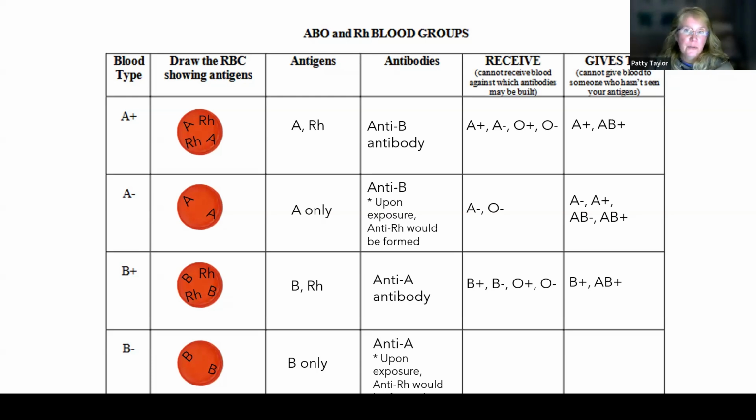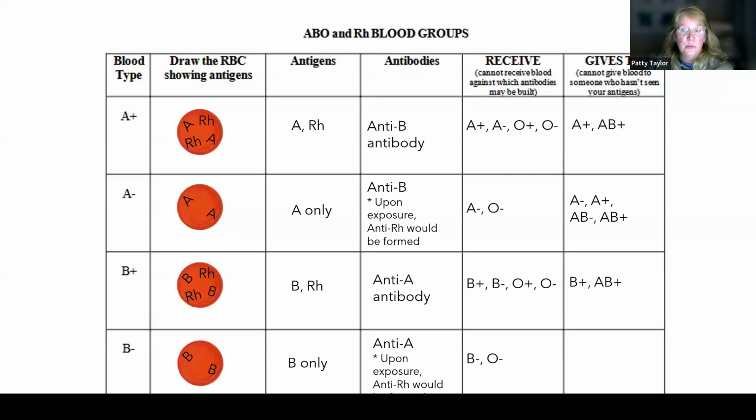Okay, so if you need a transfusion, it's limited. It's B negative and O negative. Why can't you get positive blood? Well, positive blood would trigger you to build an anti-Rh antibody. So notice there is no positive blood on our receive from list.